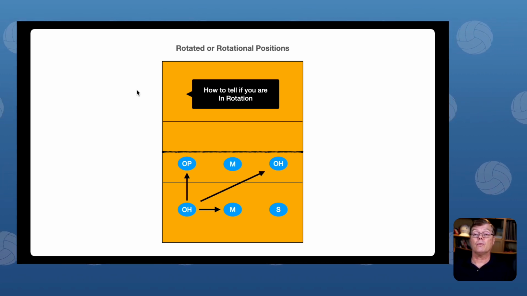In this case, we would be looking at the outside hitter and you would say, oh, great, I'm opposite an outside hitter and I'm an outside hitter. So I'm probably in the right place. But as you do this a little while, you'll get comfortable with it. It just takes a little time to learn.